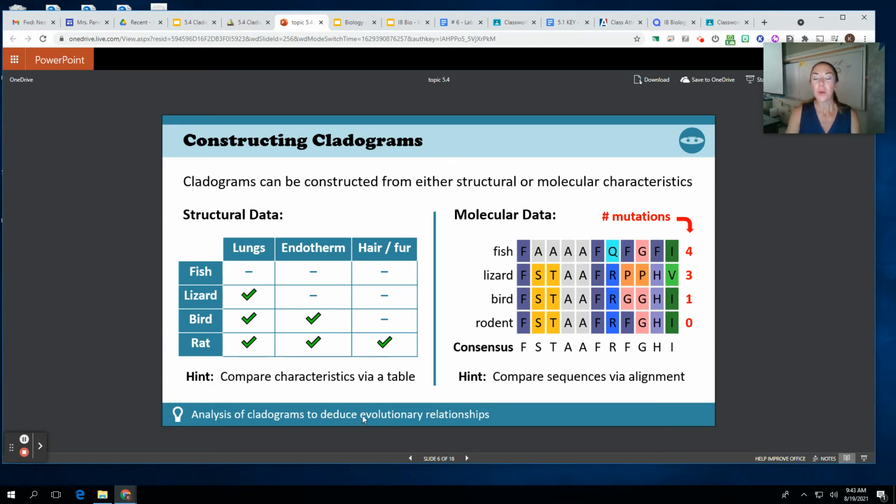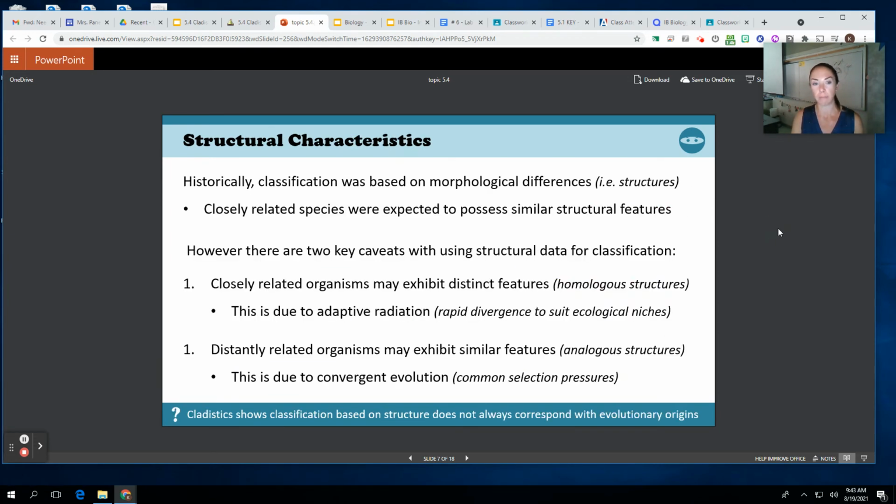All right, so when we look at those cladograms, we can actually look at evolutionary relationships based on their differences. These are just 2 examples, but things that you will have to be able to read and analyze and say, what is the common ancestor, which ones are most alike, which ones are different, right? Okay, so structural characteristics.